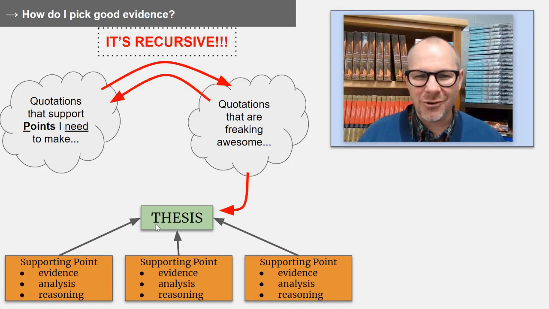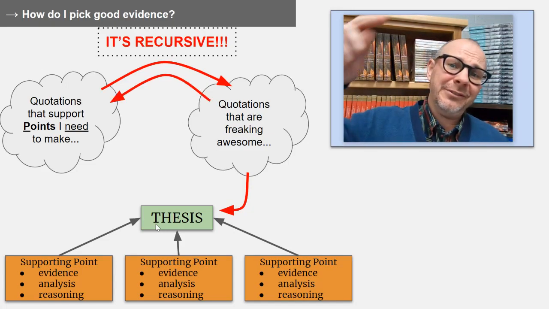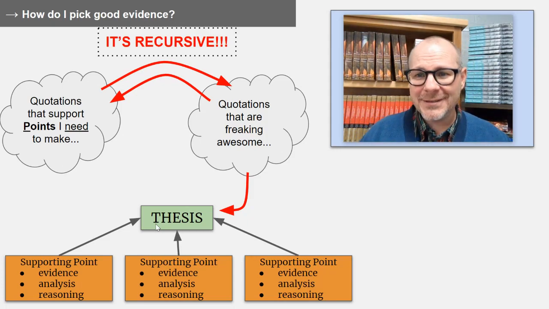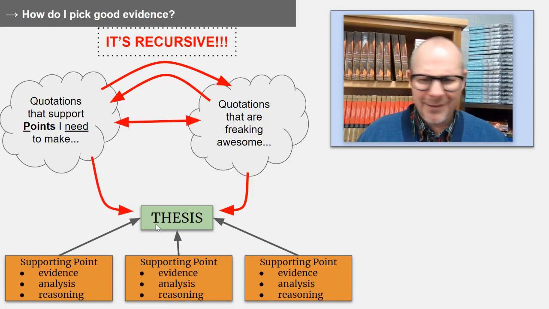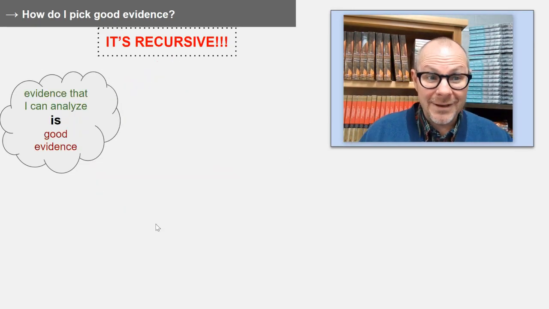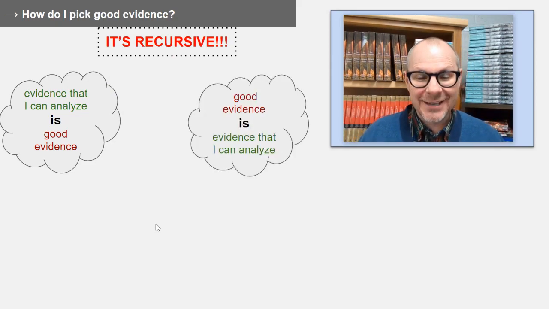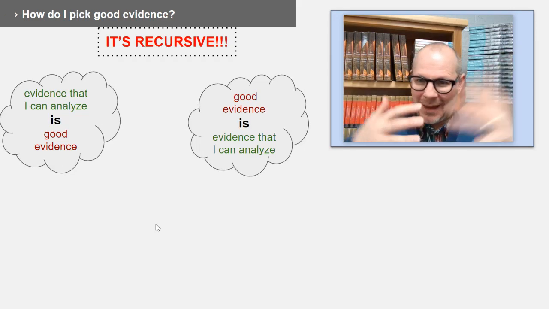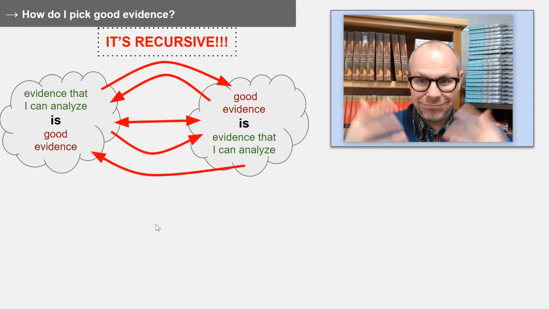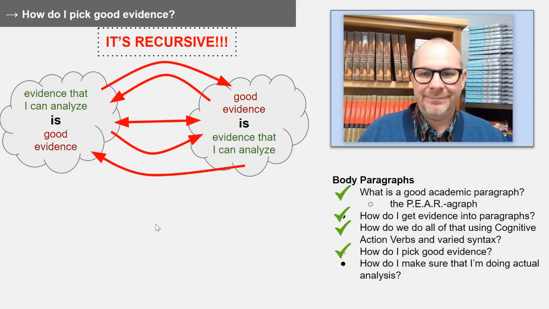And then it just kind of goes in a circle. So this is a freaking awesome quotation, but now I need it for my thesis because I changed my thesis. Okay, great. Well, yeah, they go back and forth, and then you can change your thesis. It's your paper. So how do you pick good evidence? Evidence that I can analyze is good evidence. Conversely, good evidence is evidence that I can analyze. So it's recursive. It goes back and forth. It changes. So it's a mess. That's it. That's how you pick good evidence.